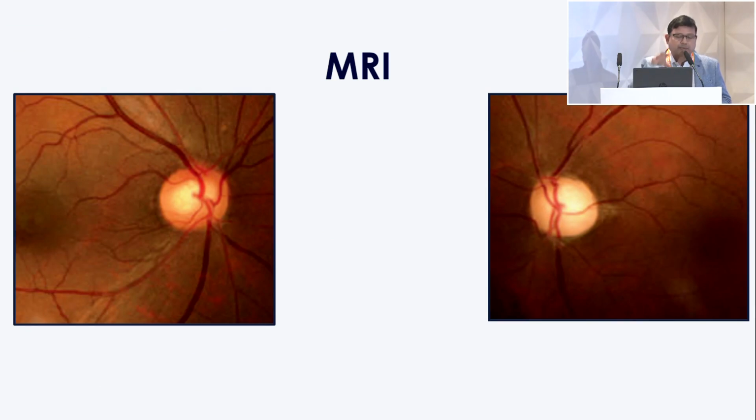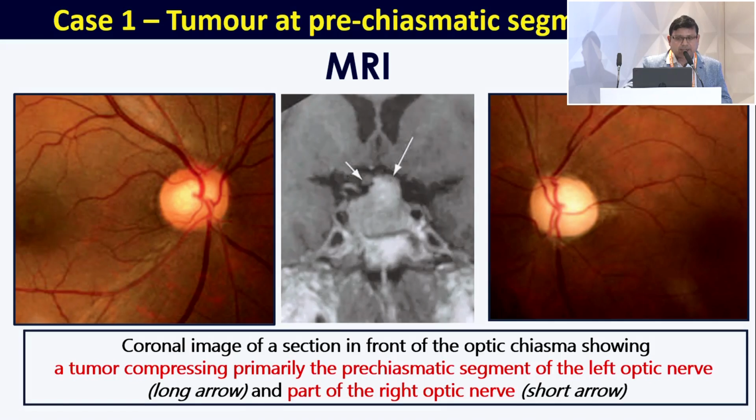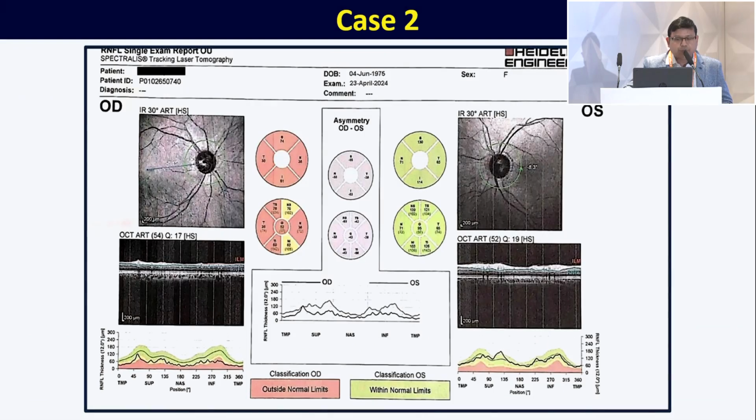So once you see a mismatch between the disc that you're looking at and the visual fields and the OCT RNFL and GCIPL, you instantly think of something neurological; you have to think out of the box. So we advised an MRI, and in this patient, there was a tumor compressing primarily the prechiasmatic segment of the left optic nerve and a part of the right optic nerve. So anything out of the ordinary, something that stands out, which doesn't add up, you have to think of something neurological. This is the second case.